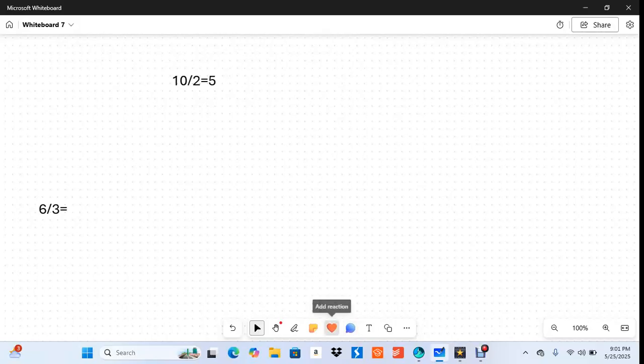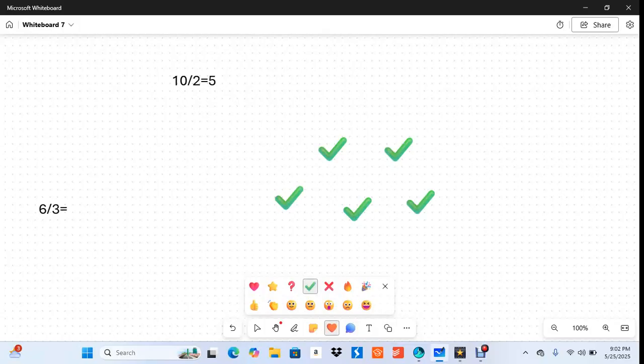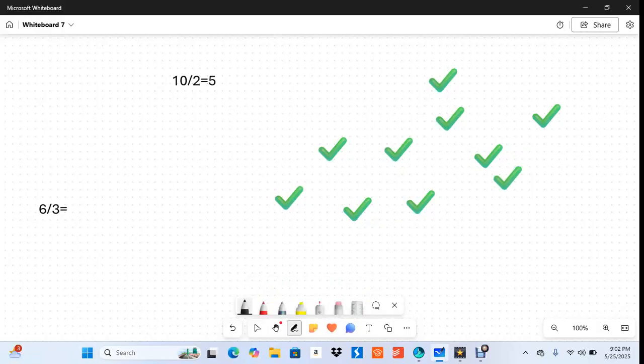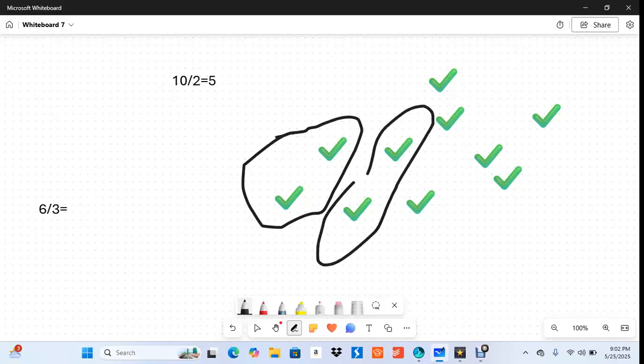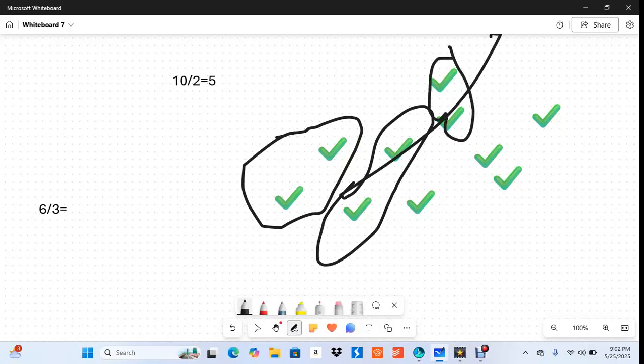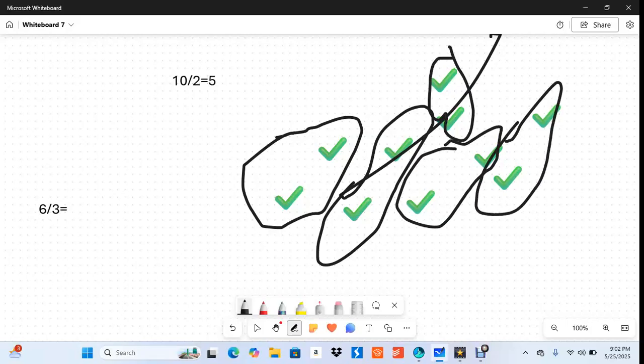So we have 1, 2, 3, 4, 5, 6, 7, 8, 9, 10. Count by 2s, so you would go 1, 2. You're going to end up with 5 groups, because I said 5 is the answer. I have a mouse clip thing on my laptop, so ignore that. But that's 1, 2, 3 groups, 4, and 5. 5 groups.